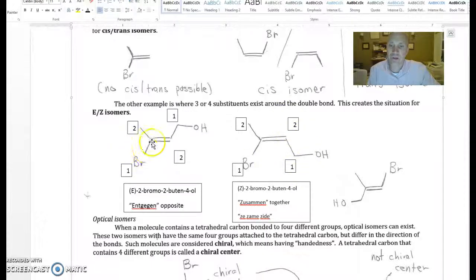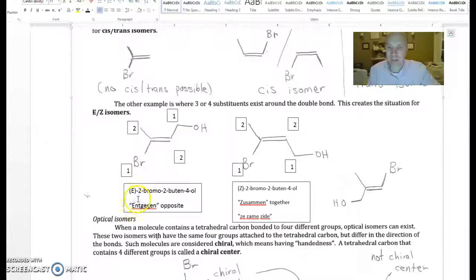And then what we're going to do is put something down the middle of the double bond, like a pencil. What you want to ask is, are the high priorities on the same side of your pencil, or are they on different sides? We can see here that on this carbon, this is the high priority, and on this carbon, this is the high priority. They're across from each other. So whenever they're across from each other, it gets an E designation.